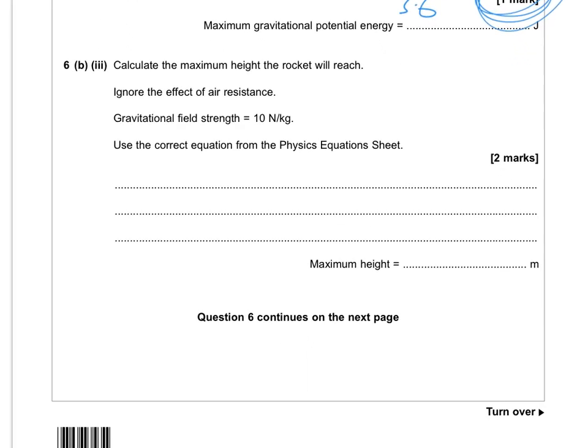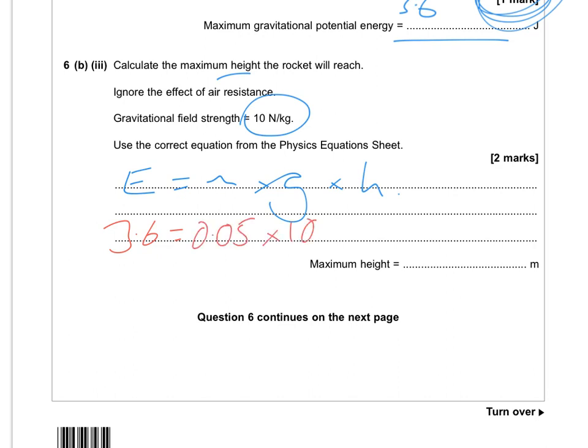And then we look at the bottom one. Calculate the maximum height that the rocket will reach. Well, we know it's potential energy now. Again, ignoring air resistance, we've got gravitational field strength. So the equation we were looking for is E equals m times g times h. Plonking them all together, the maximum height is worked out after rearranging equations. So we've got 3.6 equals same mass, 0.05, times 10 for gravity, times h. Now we're going to rearrange it to leave h on its own. So we're going to, first of all, simplify it.